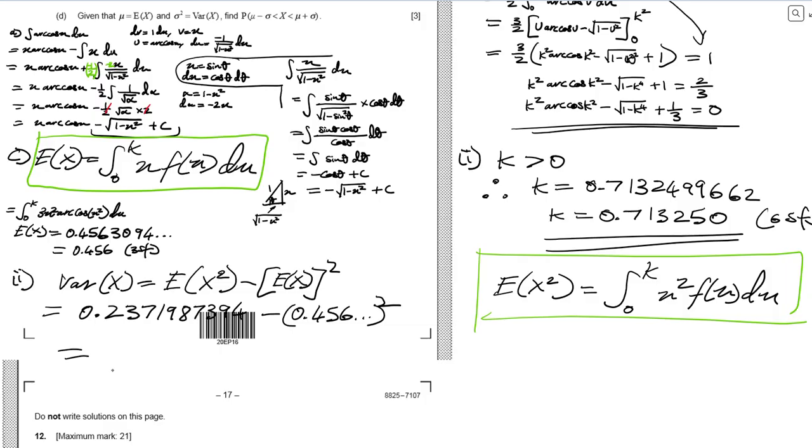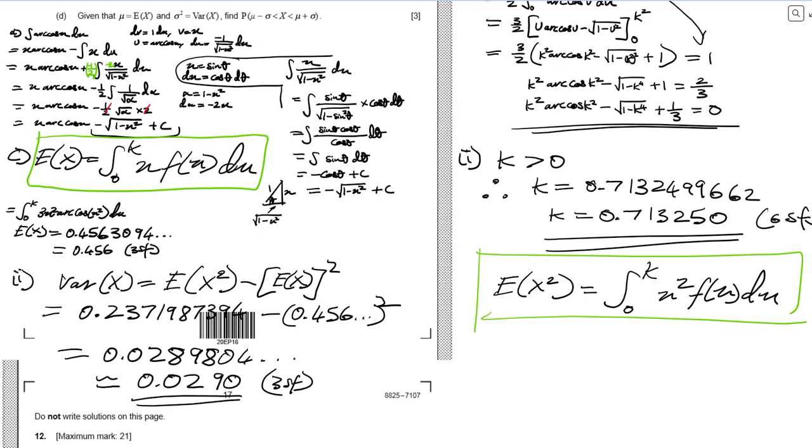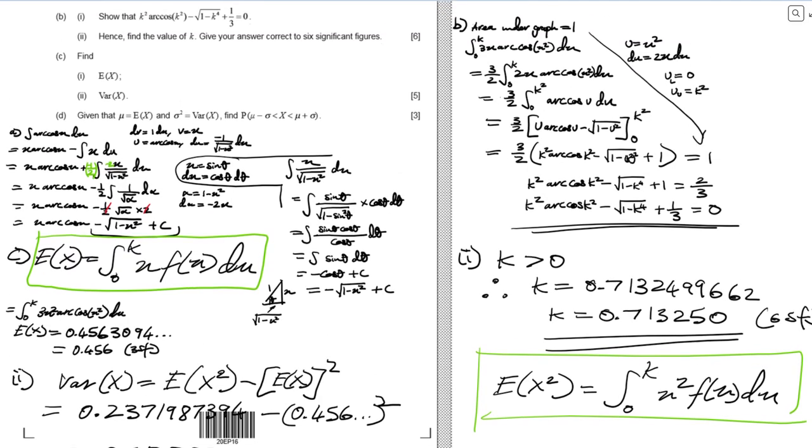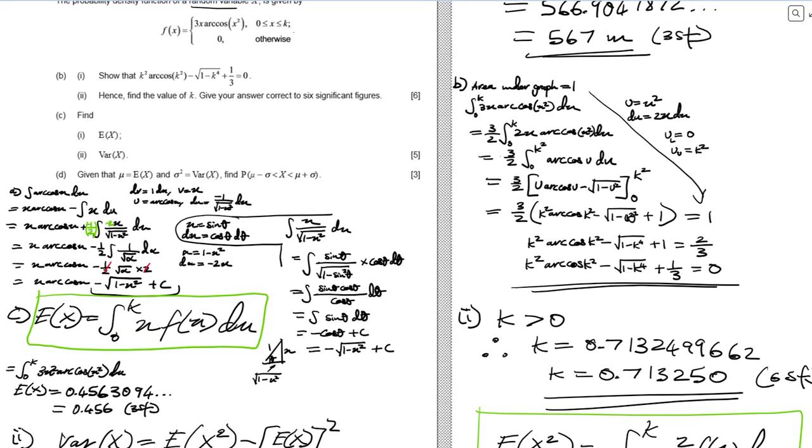And what I get is 0.0289804. Yep, hopefully that's close enough. And let's put that to 3SF. So that's our variance. Hopefully that's clear. And that is the correct answer.